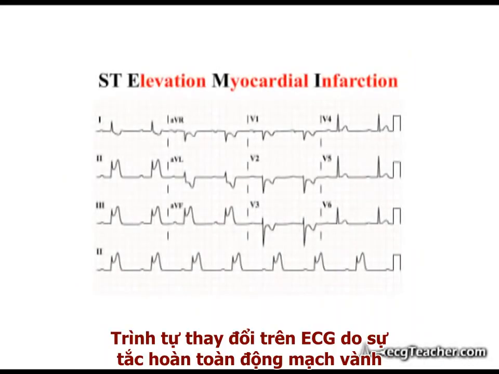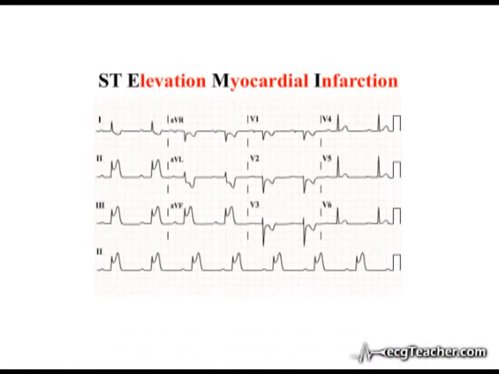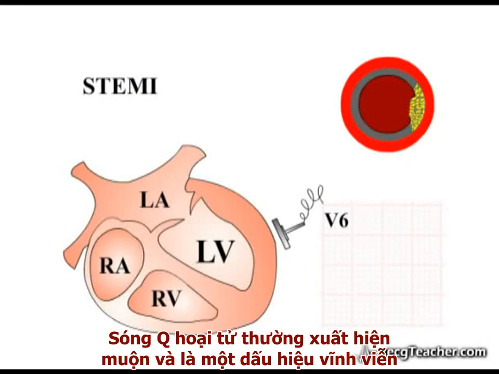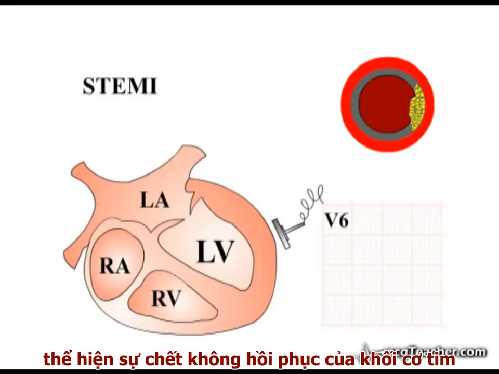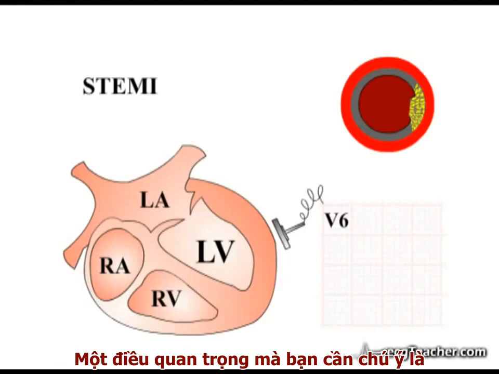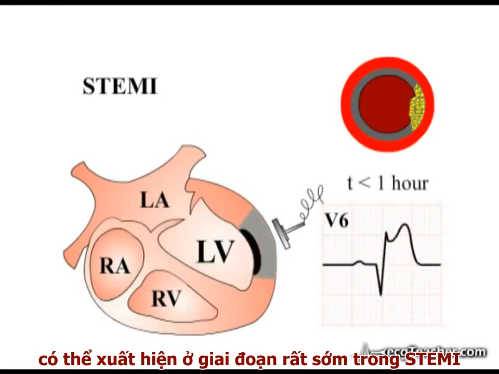The sequence of ECG changes associated with complete coronary arterial occlusion described here is a useful generalization. Before we move on, we want to emphasize one of many variants on this sequence. The traditional view of pathological Q waves as a late and permanent marker of irreversible myocardial death has been modified in recent years. It is important to be aware that in a proportion of cases, Q waves and loss of R wave activity may develop very early in the course of STEMI.